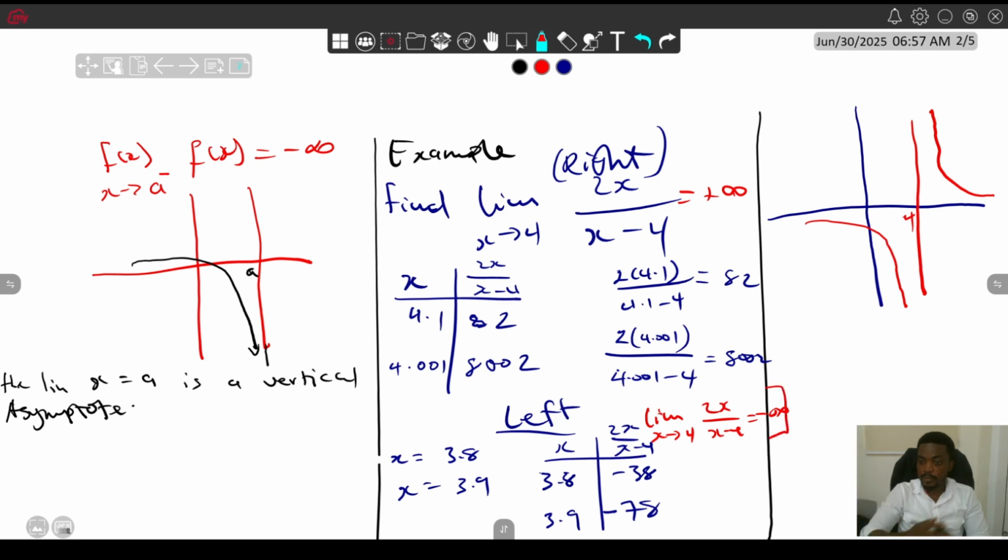Again, another function that has a vertical asymptote is the natural logarithm. Say we have y equals natural log of x. It looks something like this. So we have y here, then x here, and it's going to look something like this. This function is also asymptotic to the vertical y-axis.